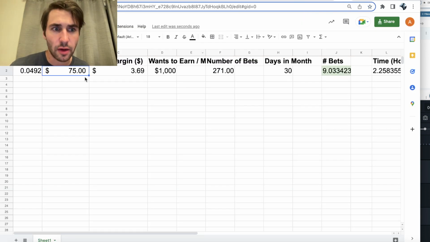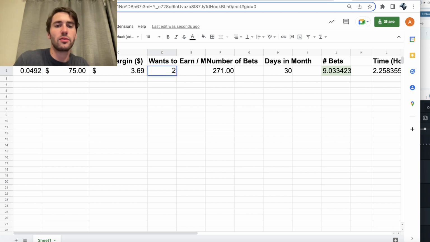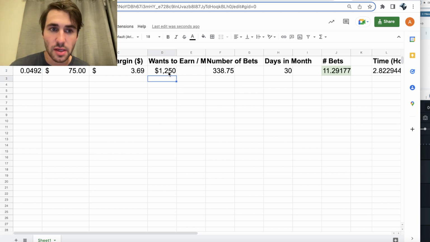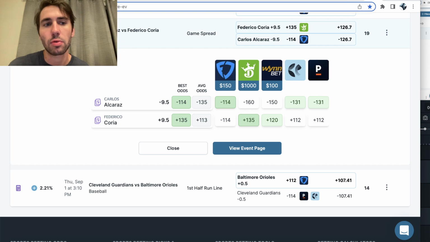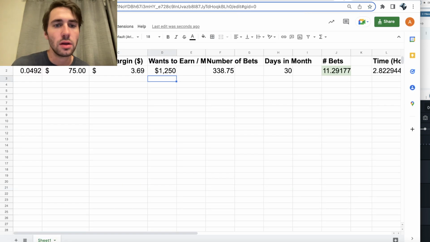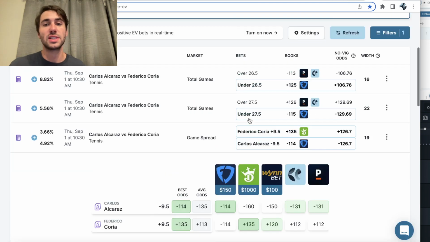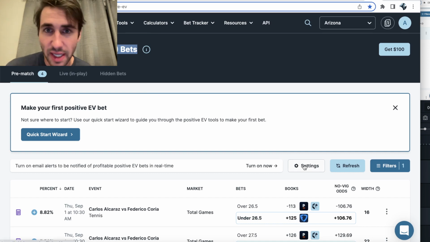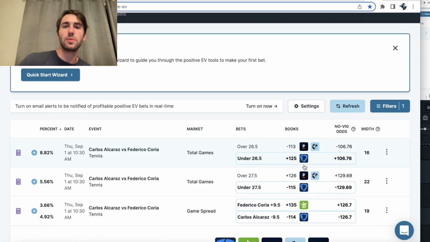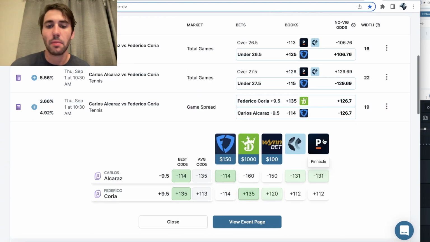So let's say you're betting a $75 unit, you have a 4.92% EV on average on your bets, and you want to earn $1,250 per month betting on sports. What this will tell you is each of your bets has $3.69 in mathematical profit margin, or edge, as it's called. So you need to place 338 bets in a month, which is 11 bets per day, to earn $1,250 sports betting per month. Now it's just your job to use OddsJam to place that many bets. It's really that simple. You place enough bets with an edge, you're statistically guaranteed to make money.